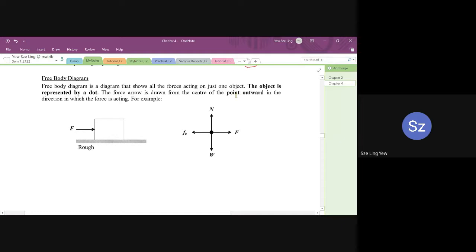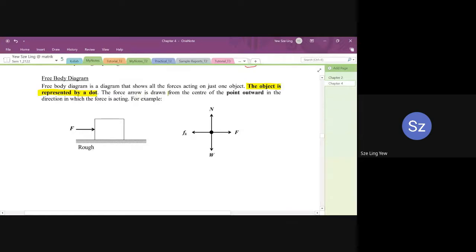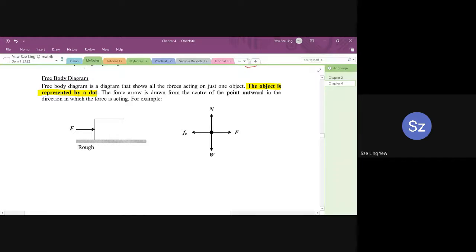Then you have to know you cannot draw a box in your diagram. In a free body diagram, the object is represented by a dot. The force arrow is drawn from the center of the point and goes outwards in the direction in which the force is acting. So for example, let's look at the diagram here. Pay attention, this is not in your notes.